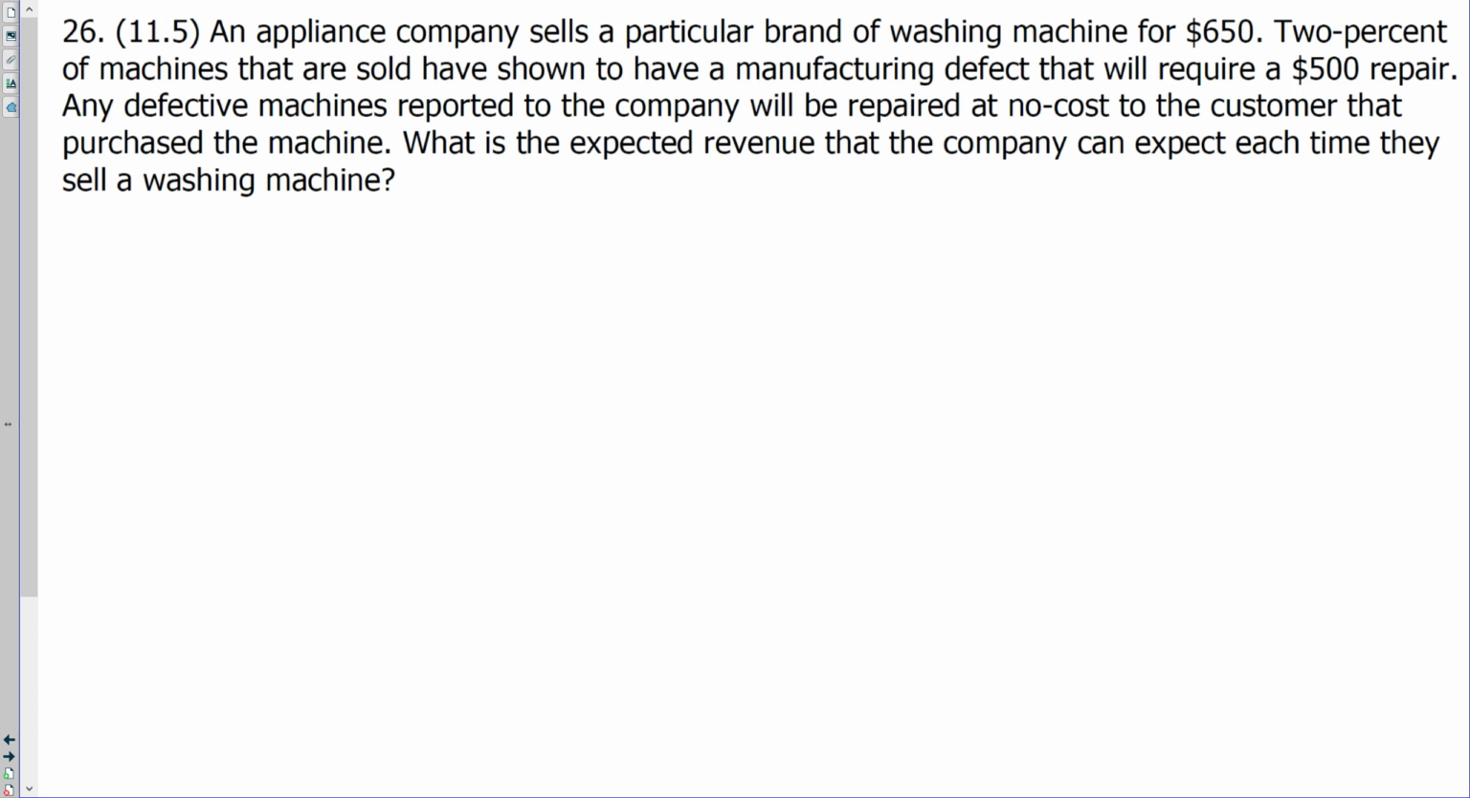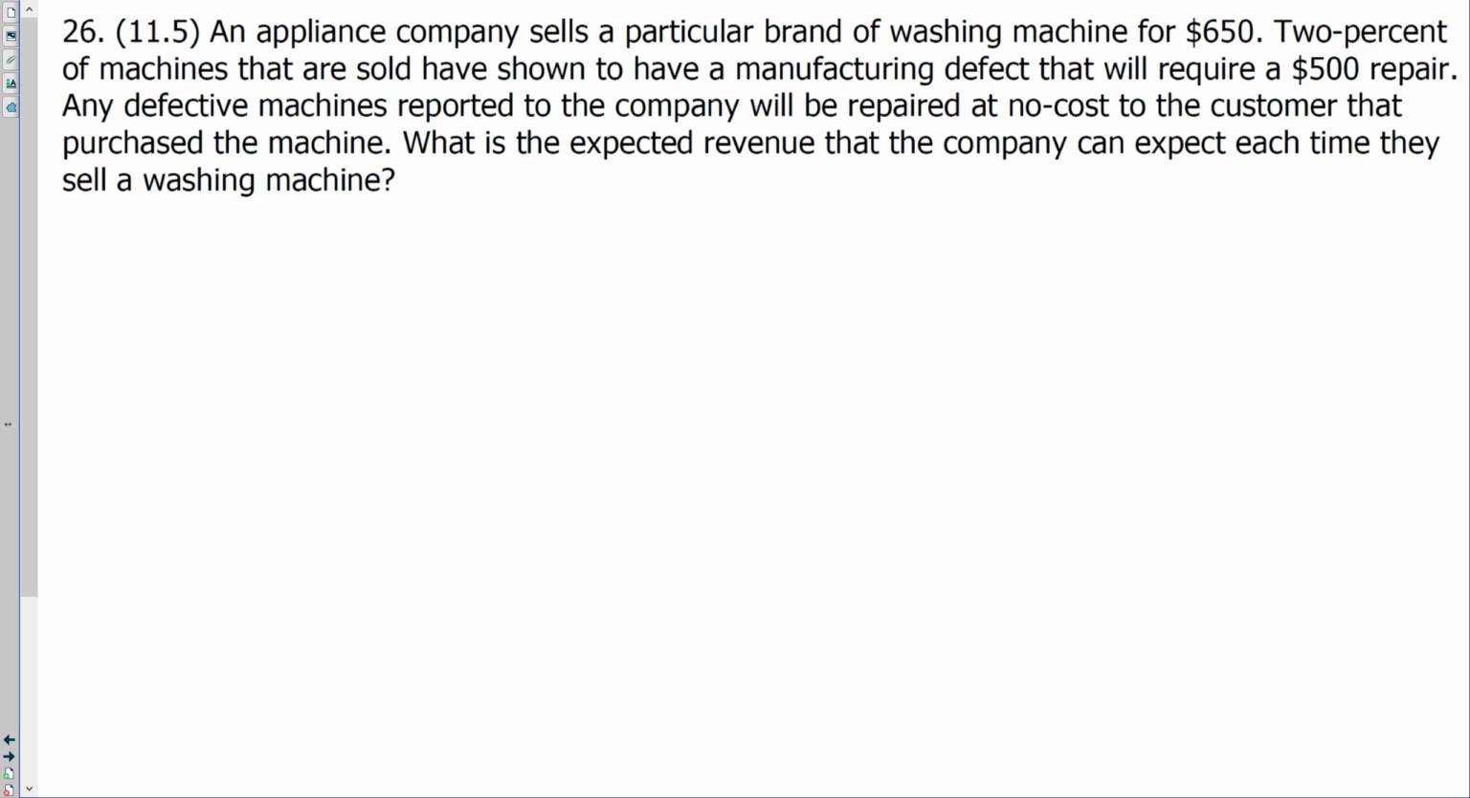Problem 26 also comes from section 11.5, our expected value section. So this one says an appliance company sells a particular brand of washing machine for $650. 2% of the machines that are sold have shown to have a manufacturing defect that will require a $500 repair. Any defective machines reported to the company will be repaired at no cost to the customer that purchased the machine. What is the expected revenue that the company can expect each time they sell a washing machine?